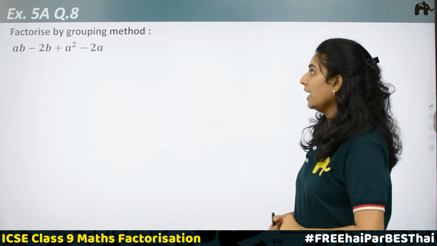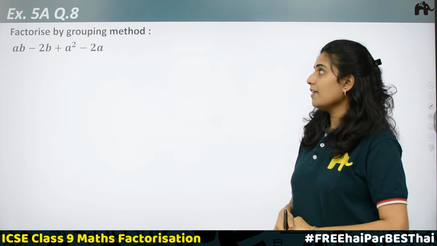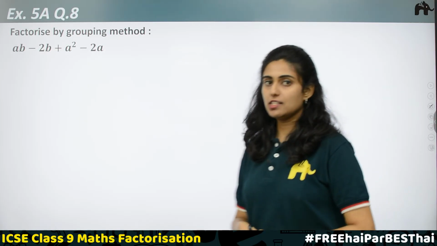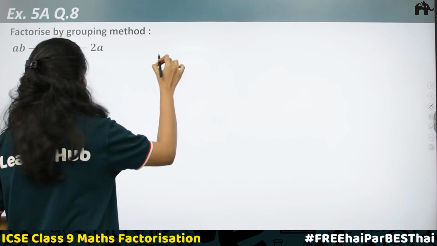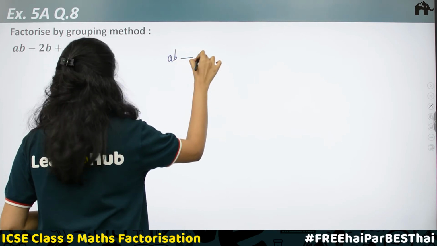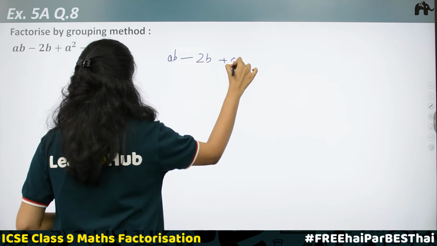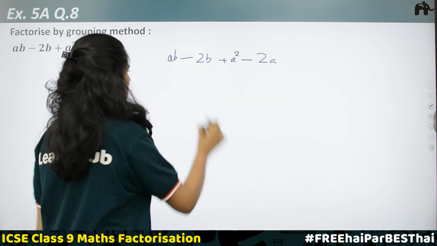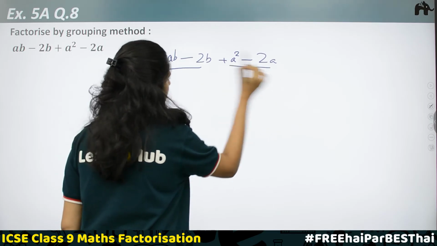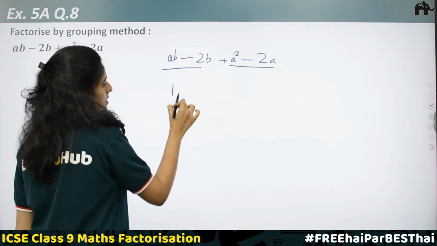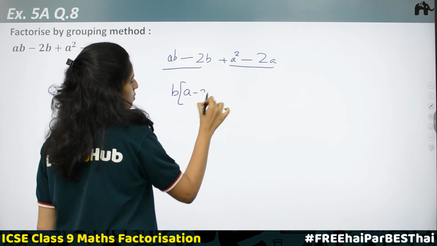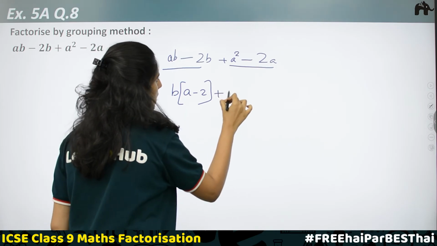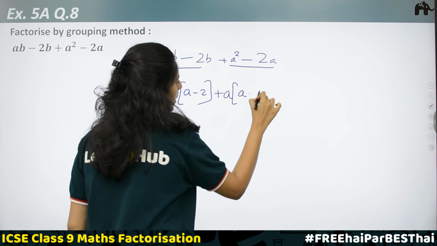Next question number 8 of exercise 5a, factorize by grouping method. ab minus 2b plus a square minus 2a. So we are going to group ab minus 2b plus a square minus 2a. Okay. So here when you group these two and these two, what is common? b is common, (a minus 2). Okay, here what is common? a is common, right? So plus a into (a minus 2).